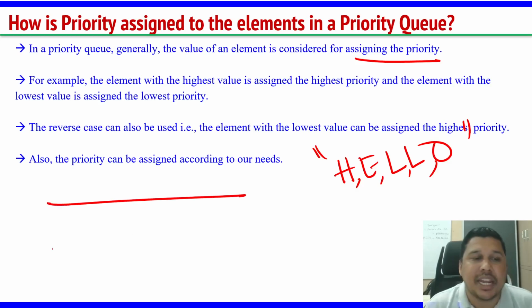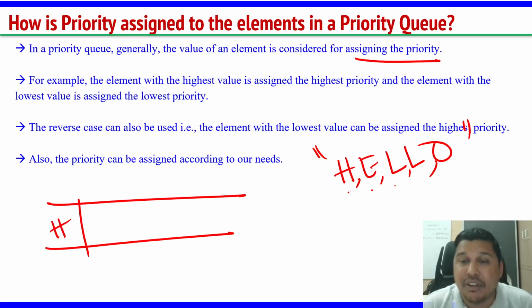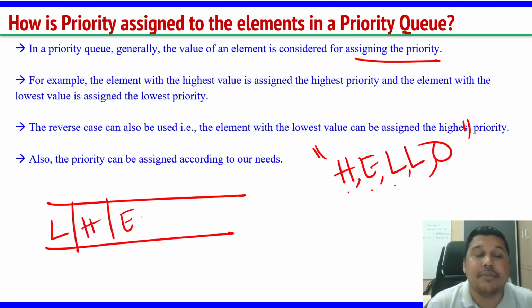I want to insert them in a priority queue or normal queue, but I want to follow some priority. What is the priority which you can follow? Whichever element's ASCII value is high, you assume that as high priority. Initially H will come. Then E will come. E is lesser than H. L came here. L has higher priority than E and H both, so E and H will be removed and L comes here. Then comes your H and E.